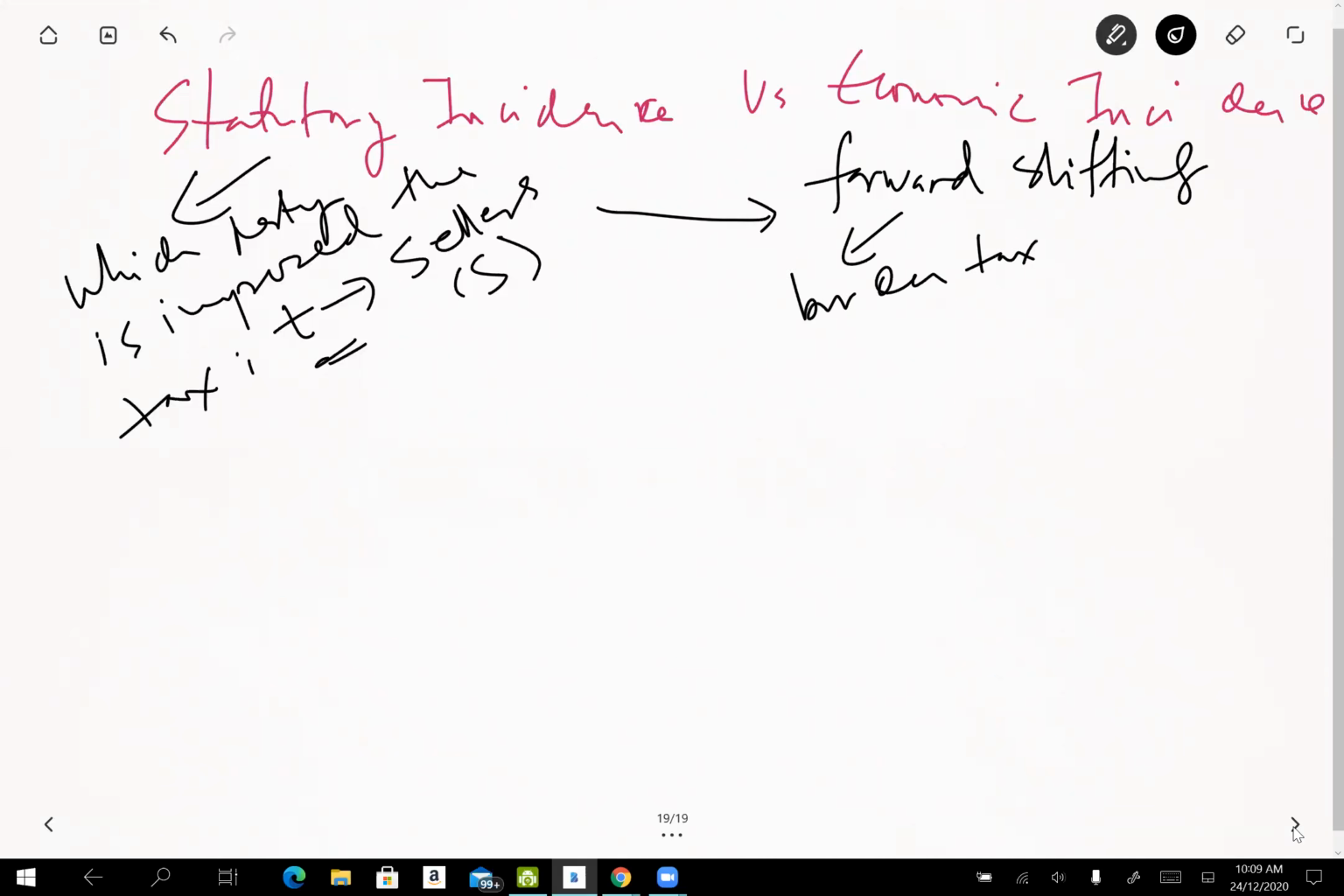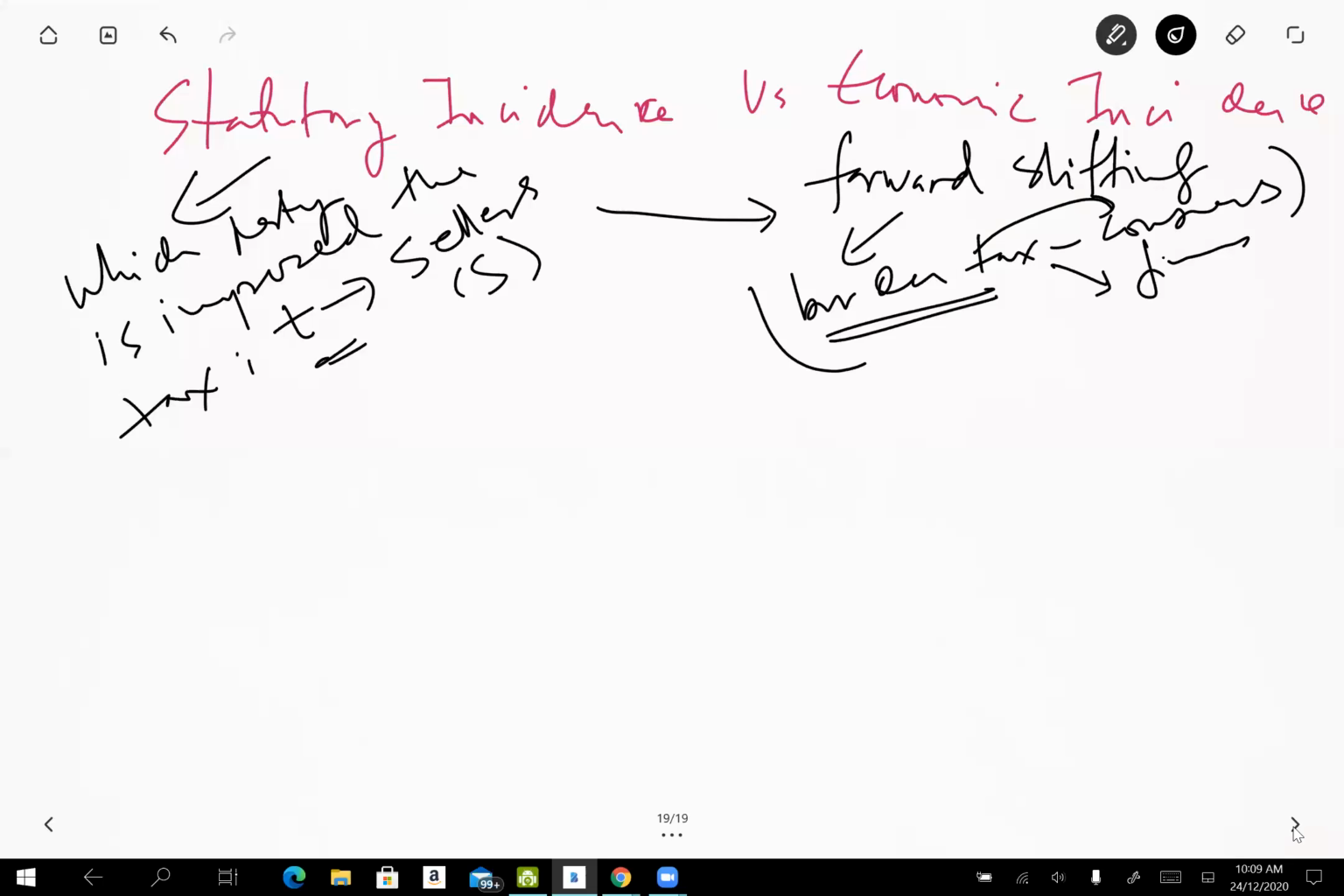The burden of the tax will be on what? On the consumers. And that will depend on the elasticity, and of course also on the firms. So the point here is there will be some forward shifting. The burden will be transferred to the consumers, at least some of it, and that depends on the elasticities, which we already have discussed. So the economic incidence is different from the statutory incidence. Now, what the government can do also is impose the tax on the other party.